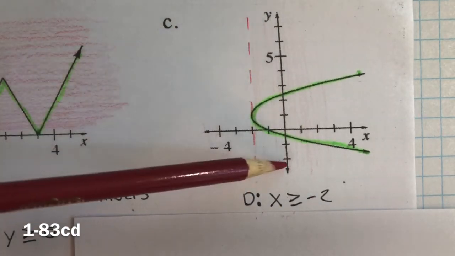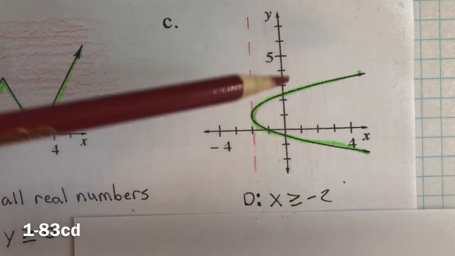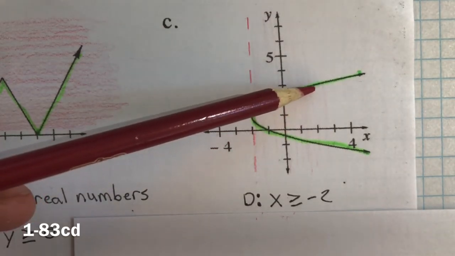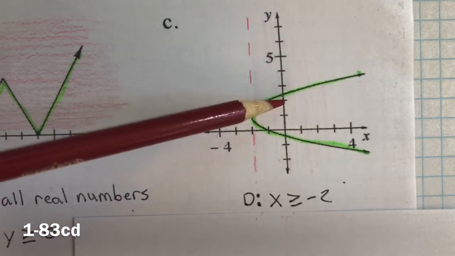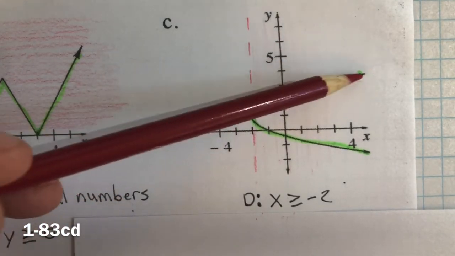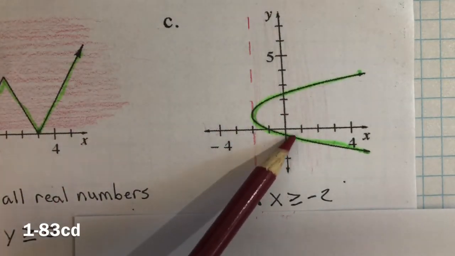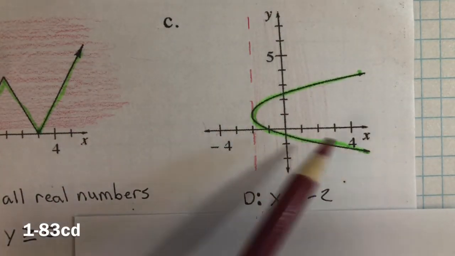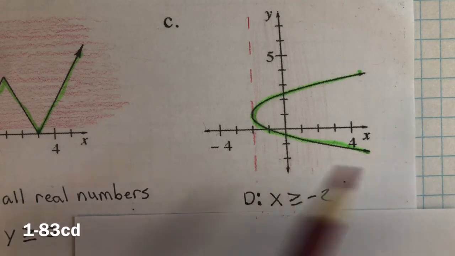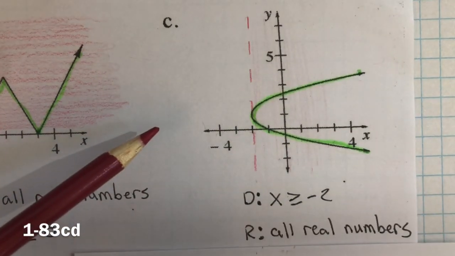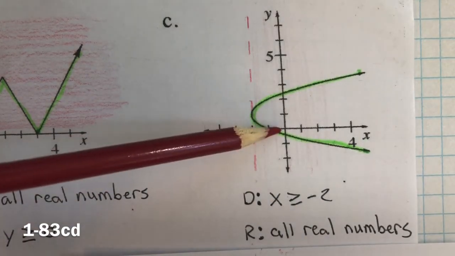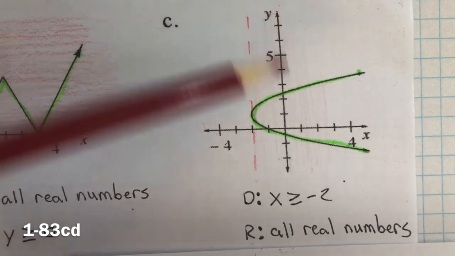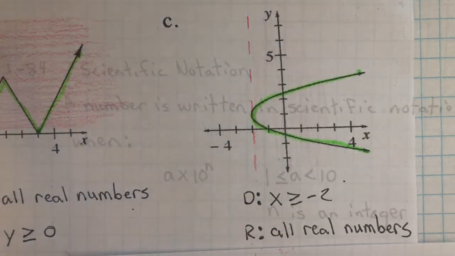Our range are all the possible y values. And if you look, it's going to go infinitely in this direction towards the positive y's. It's going in an upward direction. And this one's going in a downward direction towards the negative values. So the range, all the y values, are all real numbers because it's going to be all the positive numbers and all the negative numbers.